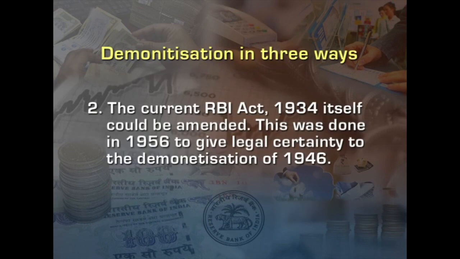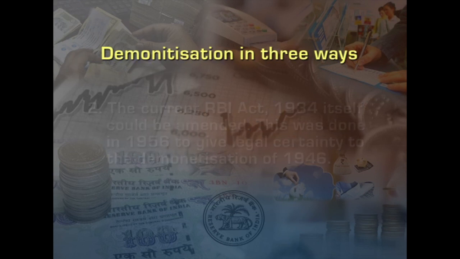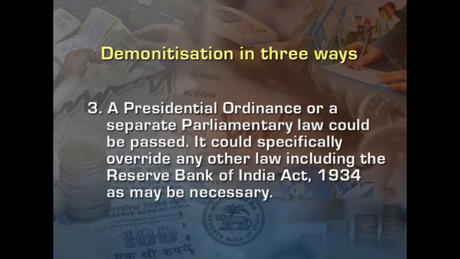The current Reserve Bank of India Act 1934 itself could be amended. This was done in 1956 to give legal certainty to the demonetization of 1946. A presidential ordinance or a separate parliamentary law could be passed. It could specifically override any other law, including the Reserve Bank of India Act 1934, as may be necessary. In the year 1978, demonetization was effected through an ordinance and then a parliamentary law.